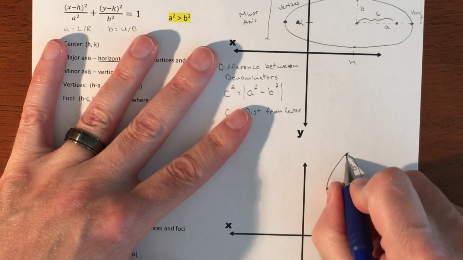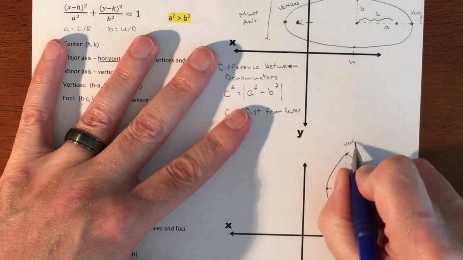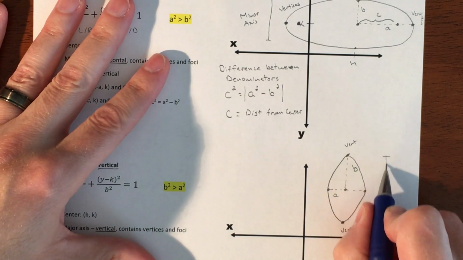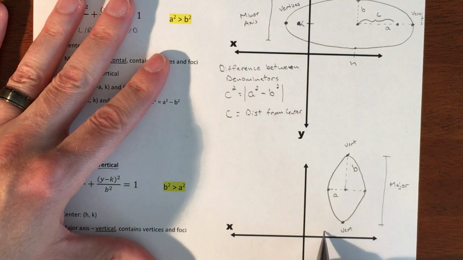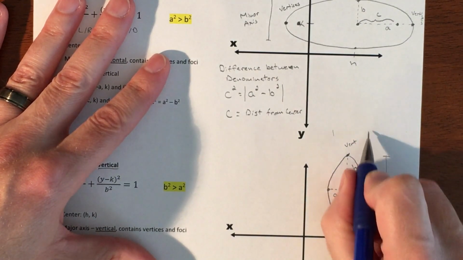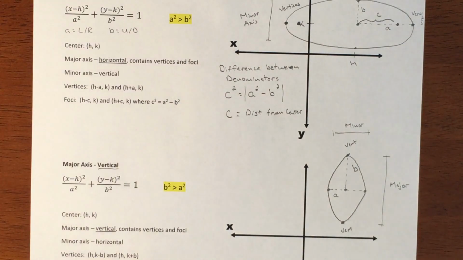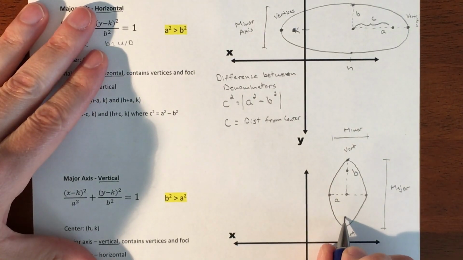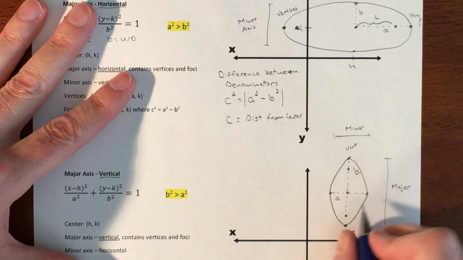And then these are your vertices. And then your major axis is the longest. So that's your major. And then this distance would be the minor. And your focal points are always on the major axis. So the focal points would be somewhere in between. There's your focal points. And to find that distance is c.